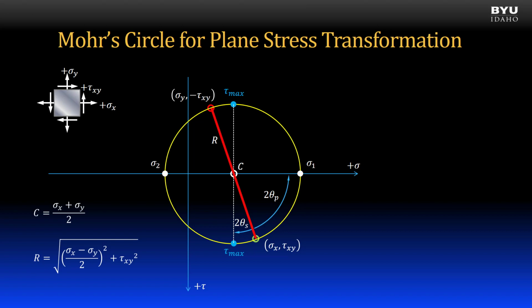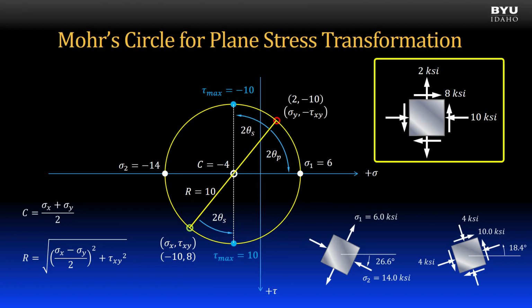The angle between the 2 points that represent the element and the horizontal axis is equal to 2 times theta p. The angle between the 2 points that represent the element and the tau max location is equal to 2 times theta s. So angles on Mohr's circle are double angles in reality. This is demonstrated by the 2 points representing the element, which are 180 degrees apart on the circle, but only 90 degrees apart in reality. Mohr's circle is useful for visualizing rotation directions to get to the principal stresses or maximum in-plane shear stresses.